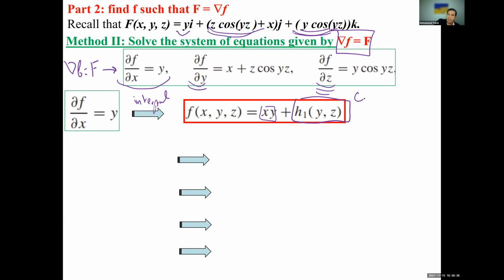This constant is a function of y and z, because y and z are constant with respect to x. So it's very important to include y and z here, because the derivative of that function with respect to x will be 0. So we add in a constant when we take the antiderivative. Question about that part?